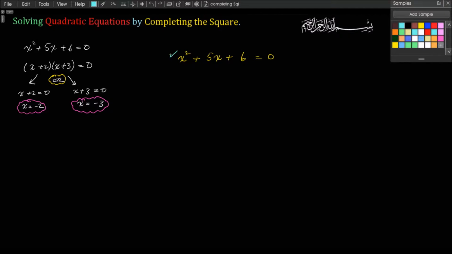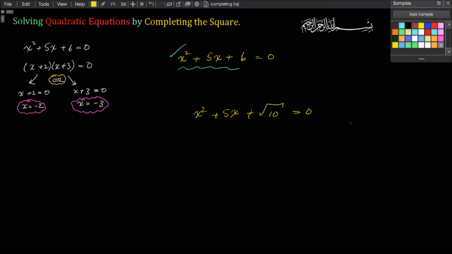So the two answers to this question are going to be negative 2 and negative 3. Well, then you say, why don't we just use factoring to solve it? See, the thing is, not all quadratics can be factored. This one can be. How about this one? X squared plus 5x plus square root of 10 equals 0.